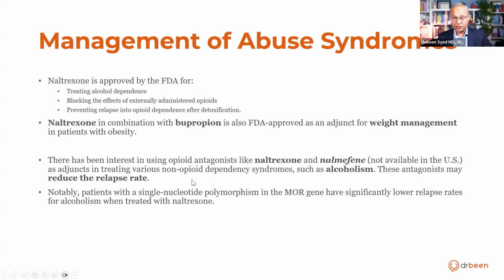There has been interest in using opioid antagonists like naltrexone and nalmefene, not available in the US, as adjuncts in treating various non-opioid dependent syndromes such as alcoholism. These antagonists may reduce the relapse rate. Notably, patients with a single nucleotide polymorphism in the mu opioid receptor gene. So some people, not everyone, have a single nucleotide polymorphism in the gene that makes that receptor, a tiny change, one nucleotide change. Such patients have significantly lower relapse rates for alcoholism when treated with naltrexone.